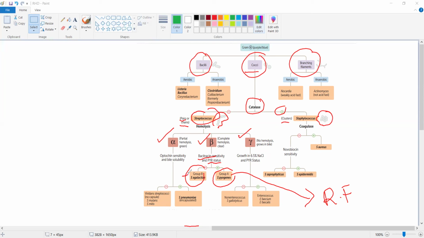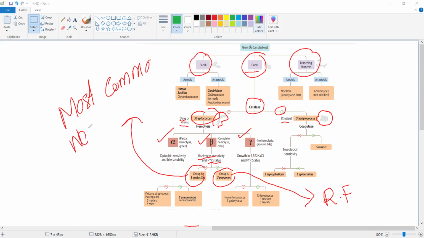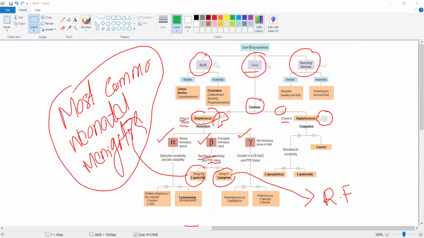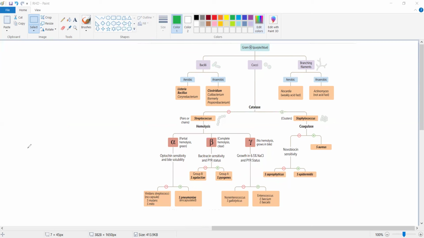And group B strep, Streptococcus agalactiae, is the most common cause of neonatal meningitis. This is again high yield stuff. Most common cause of neonatal meningitis. So you have to identify the bacteria using this flow chart. It is very, very high yield.